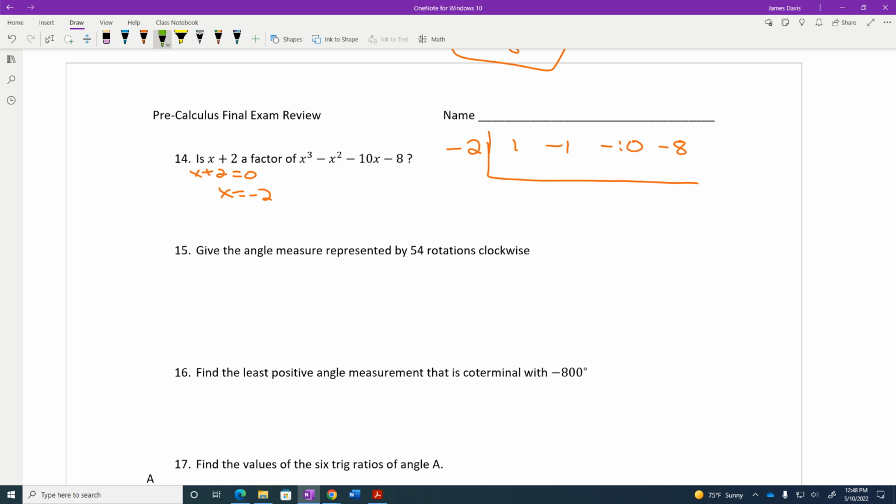So from there you do your synthetic division steps, which are you bring down the first number, you multiply, add, multiply again, 6, add, we get 4, multiply again, we get 8, add, we get 0. So then the question is, is this a factor? Yeah, it's a factor because this number is 0. This is called the remainder. So if it was anything other than 0, it would not be a factor.